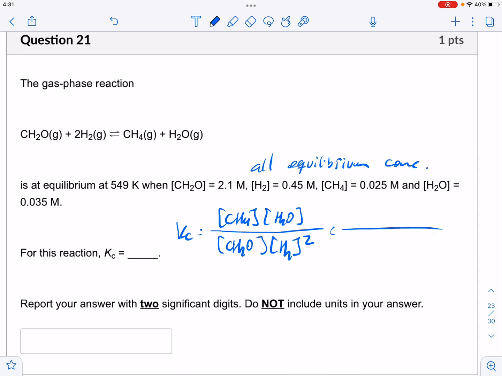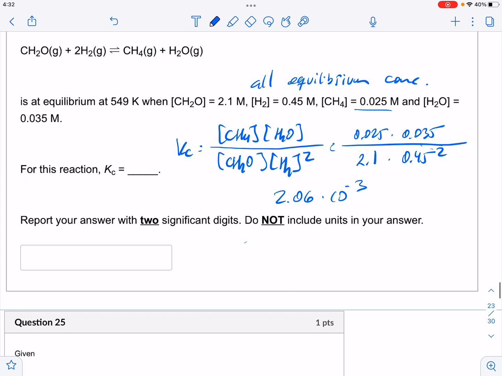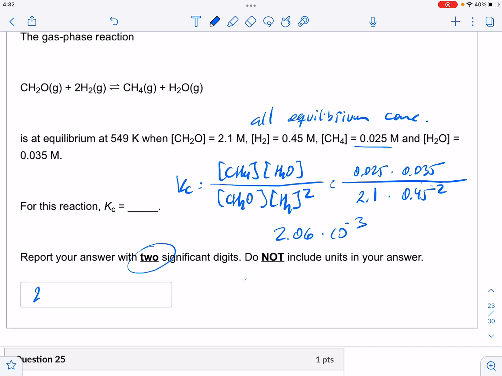This will be equal to CH4, that's 0.025, water is 0.035, CH2O is 2.1, and hydrogen is 0.45 squared. So 0.025 times 0.035 divided by 2.1 divided by 0.45 squared. This is 2.06 times 10 to the negative 3, which with two significant digits would be 2.1 times 10 to the minus 3, or 0.0021.